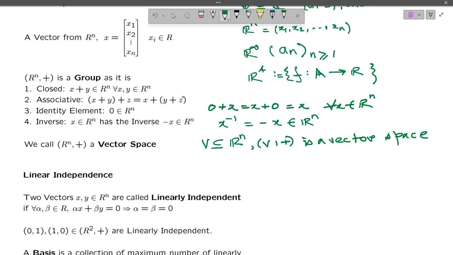Now we can think of V minus 0 and the multiplicative operation dot. That's also a vector space, for V equal to Rn.